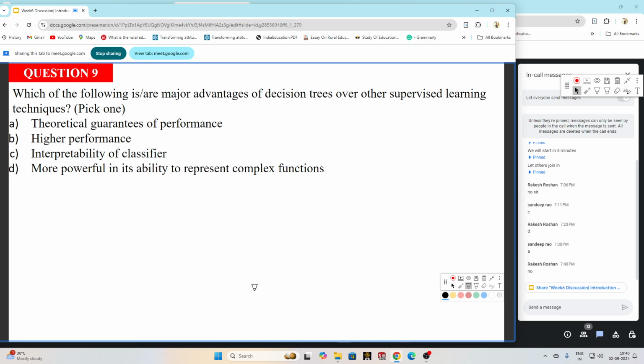Okay, so which of the following is the major advantage of a decision tree over other supervised learning techniques? Only one to pick. Option A, theoretical guarantee of performance; option B, higher performance; option C, interpretability of the classifier; or option D, more powerful in its ability to represent complex functions.